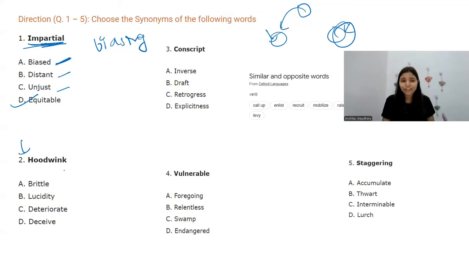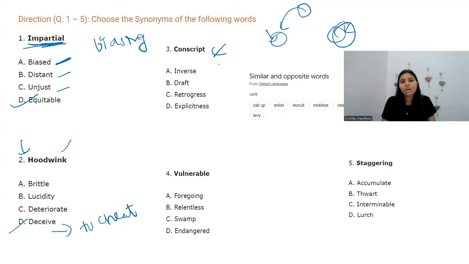Hoodwink, in Hindi we say aankhon mein dhool jhokna. That means to cheat someone, to commit a fraud on someone. So deceive is also a synonym of hoodwink. Deceive will be the answer, meaning to cheat someone. Okay, let's move on to the next question.